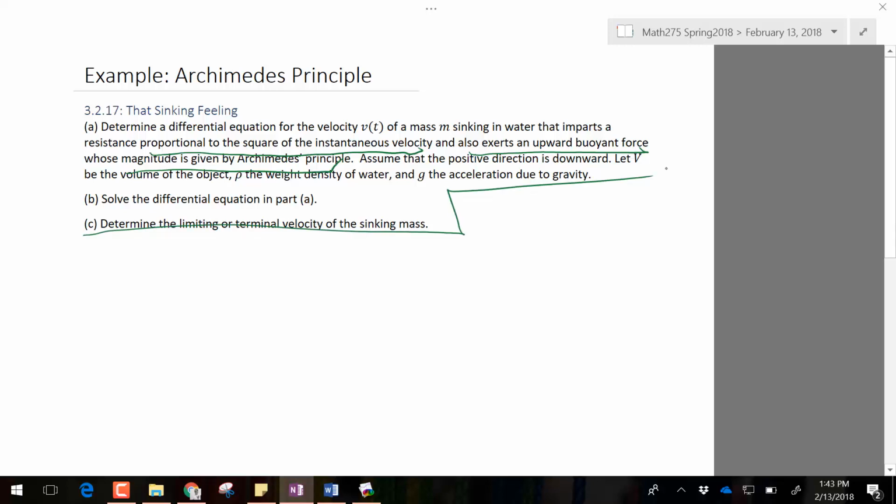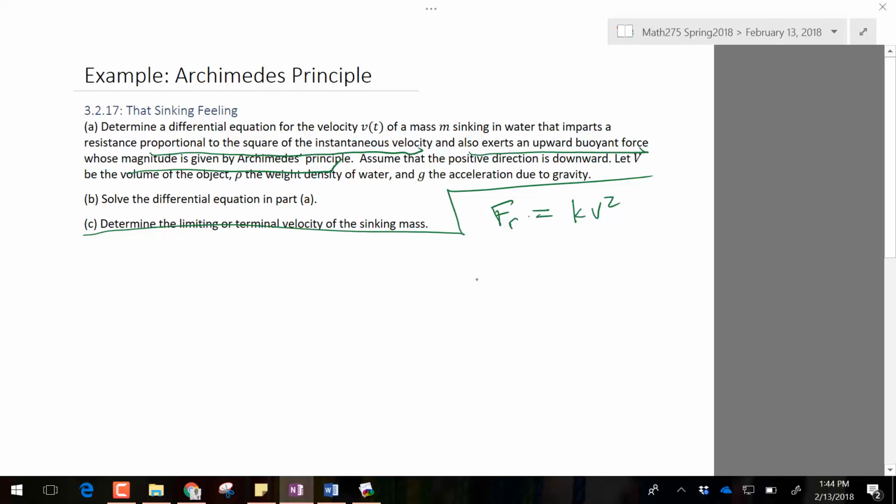Well, let's see if we can break this apart. So the resistance, the force that we're looking at, has something to do with the square, proportional to the instantaneous velocity. So F is proportional. What do you do with proportional? A constant times the square of the instantaneous velocity. So that's one force that they're talking about. This is the resistance.